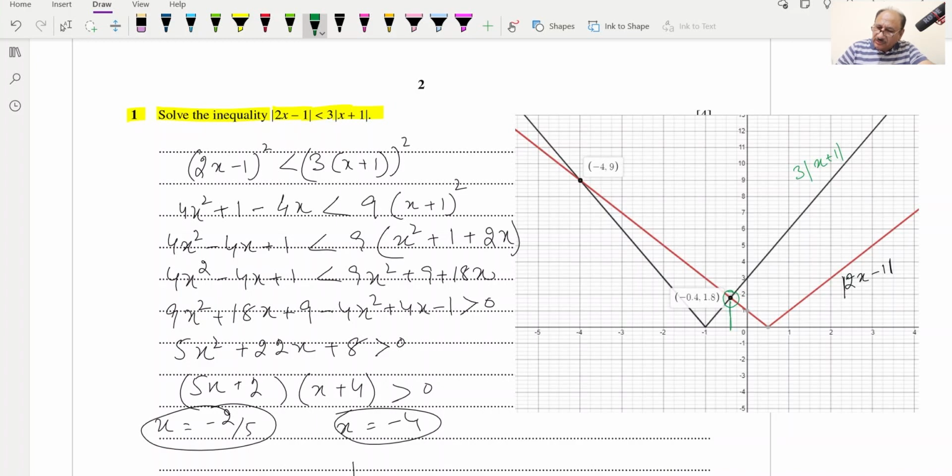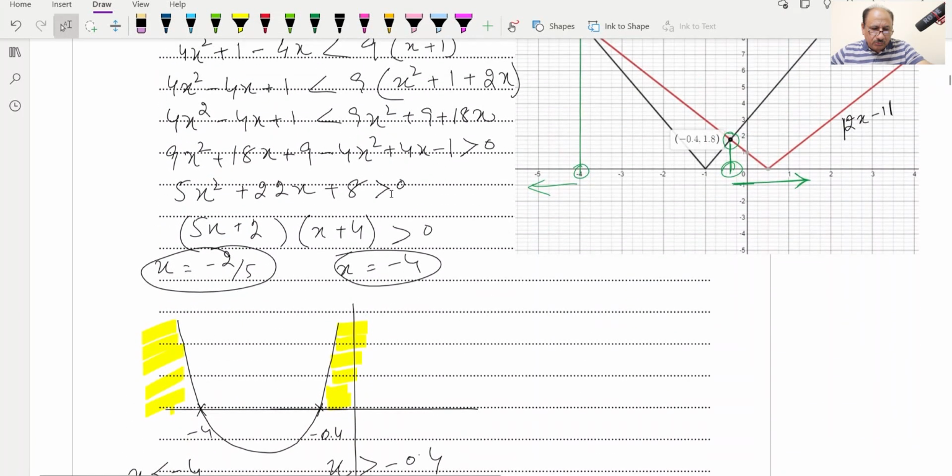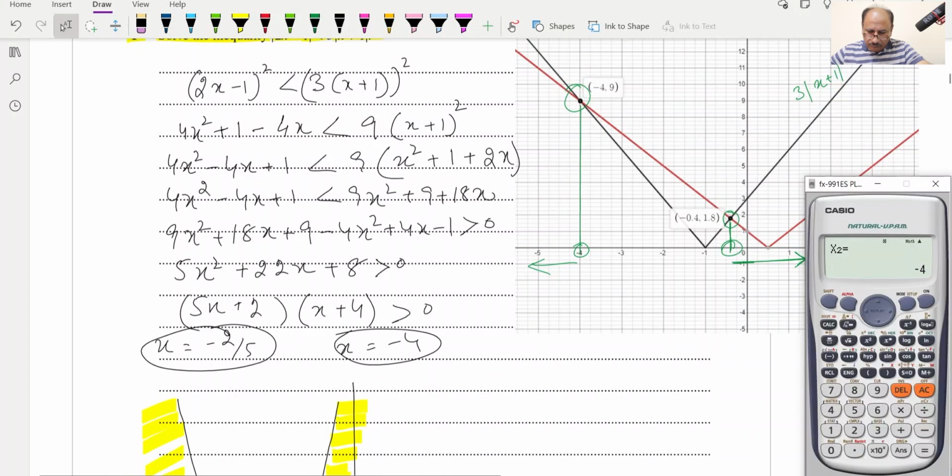From here you can check, this is minus 0.4, and from here as well we can check the reference, and this point is minus 4, x value is minus 4. So from this point, minus 4 this side, and from this point, minus 0.4 this side will be our solution which is provided. What else we can do? We can check by the help of a calculator also. We will use the calculator to check our graph.